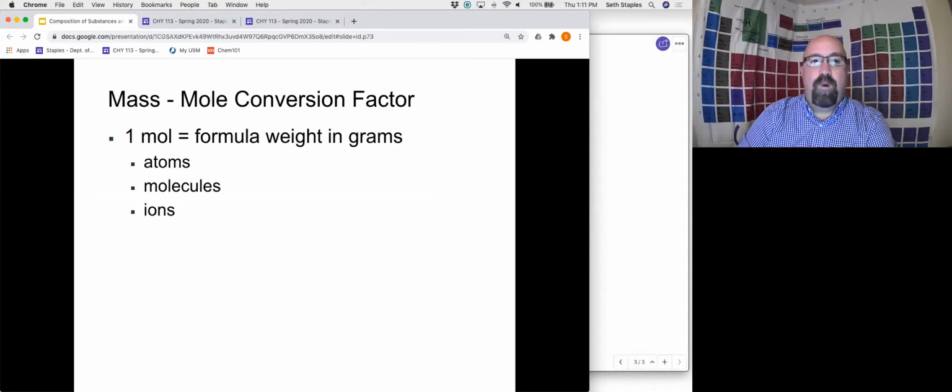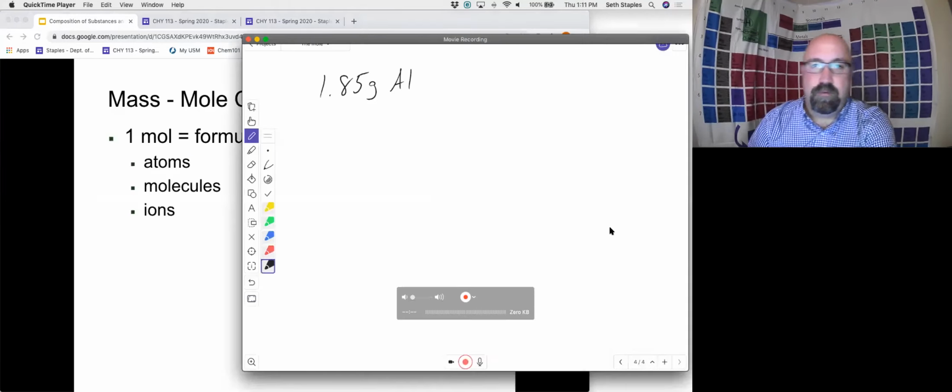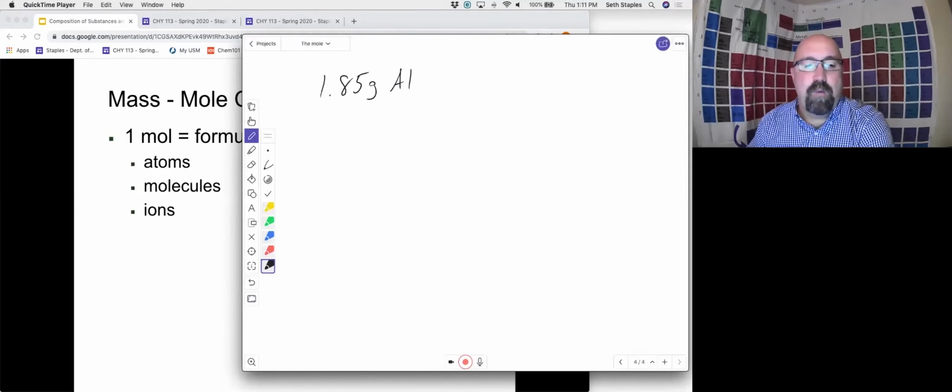And so like I said, one of the things that molar mass does for us is it gives us conversion factors that we can use to go back and forth between the mass of an element or a compound and the number of moles of that element or compound. And so for instance, let's say that we know we've got, just to throw a number out there, 1.85 grams of aluminum. And we want to know how many moles of aluminum that is.